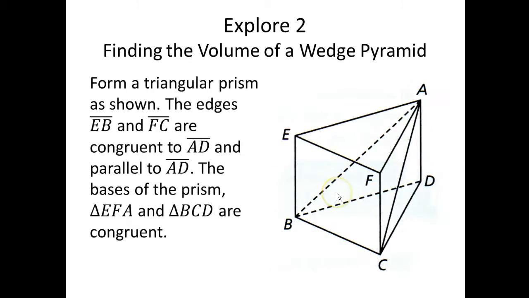Okay, so what we're going to do is, out of this wedge pyramid, we're going to construct a triangular prism. Now the edges EB and FC, we're going to make it so that they're congruent to AD, the height of our original wedge pyramid, and also parallel to AD. We're also going to construct this prism so that the bases are congruent, so that EFA is congruent to the base of the original wedge pyramid BCD.